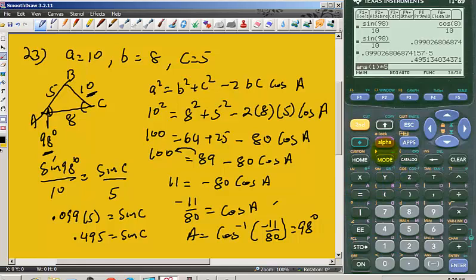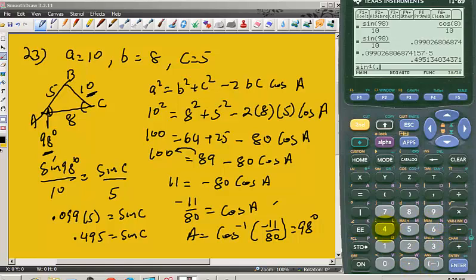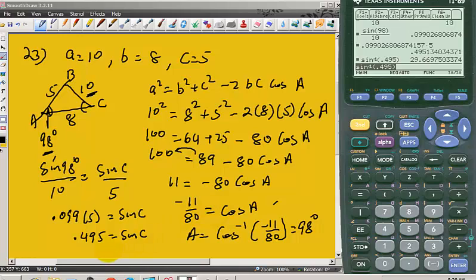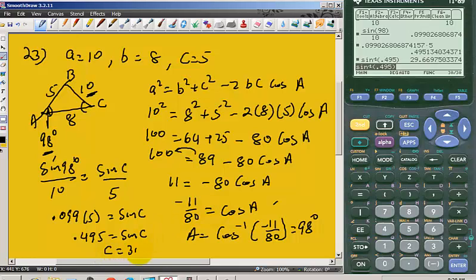And then we'll take sine inverse of that. So sine inverse of 0.495. Okay, and hit enter, and that C turns out to be 30 degrees. Alright, this is 30, and that's 98, that's 128. So what's that going to be then? There you go. It's done.